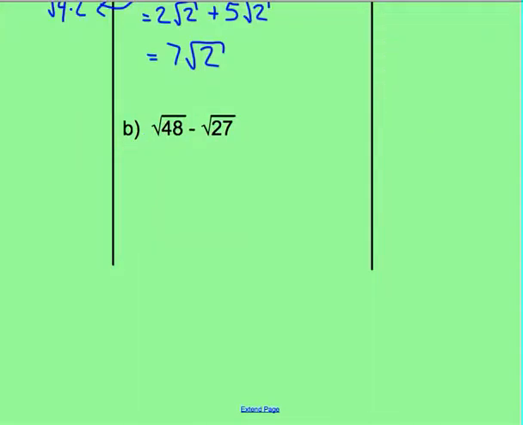Last example, perfect square factor of 48 is 16, because 16 times 3 gives me 48. Maybe I'll kind of show my work up here. So the square root of 16 is 4, 3 stays under the radical. 27 is 9 times 3, square root of 9 is 3, and the 3 stays under the radical. Subtracting my coefficients, 4 minus 3 is 1, so I'm just left with the square root of 3.